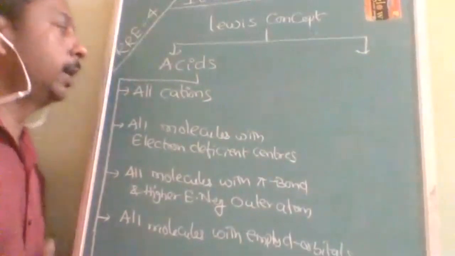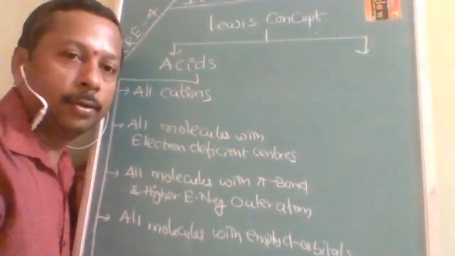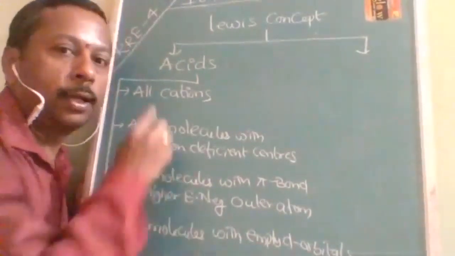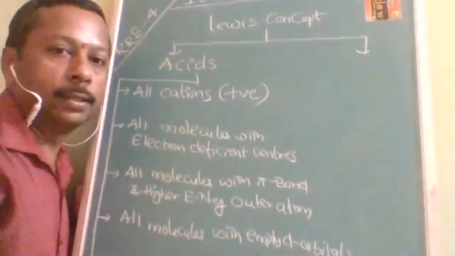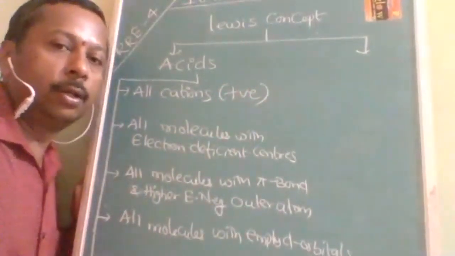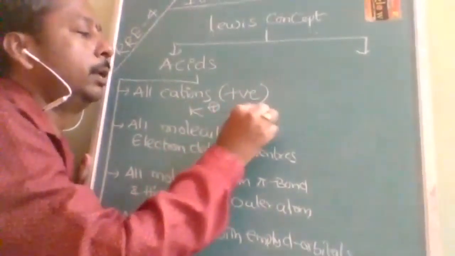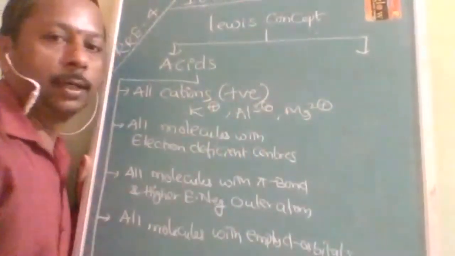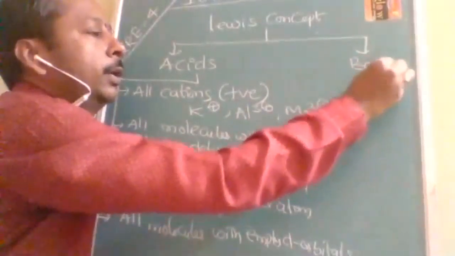Let us start with the acids. All cations. As I told you, acids are lone pair acceptors. Any substance which accepts a lone pair of electrons is called an acid. So all cations, that means all positively charged ions, are acids. For example, K plus, Al3 plus, Mg2 plus. These are some examples of cations.